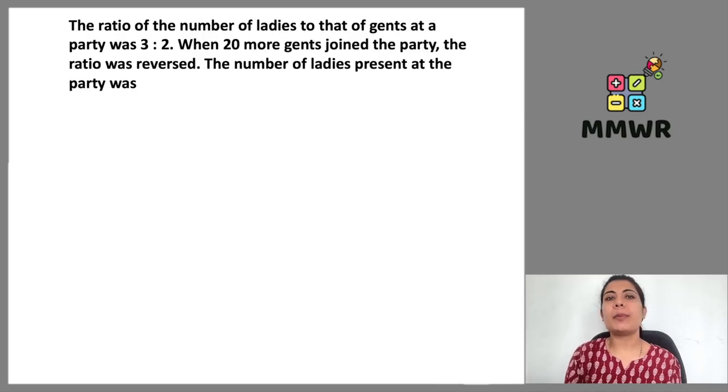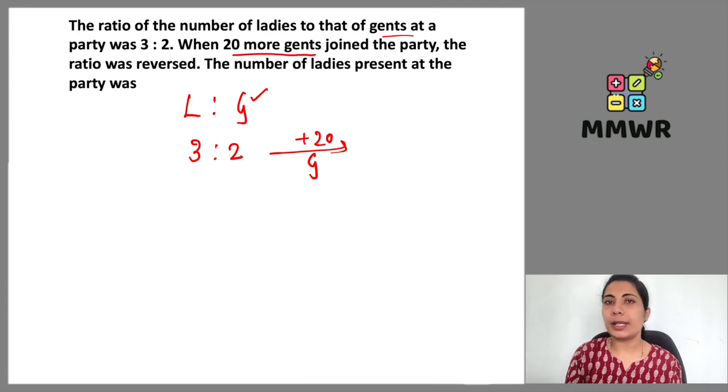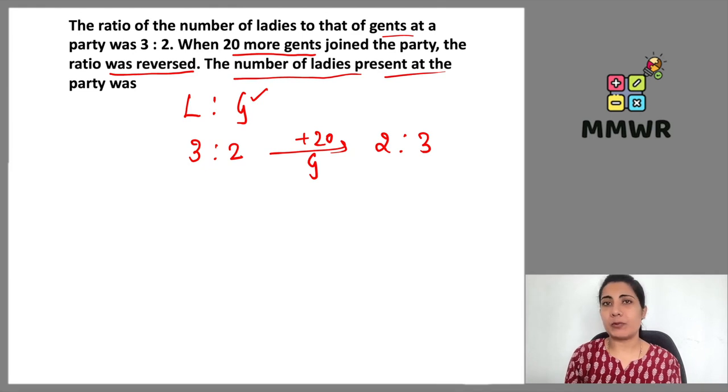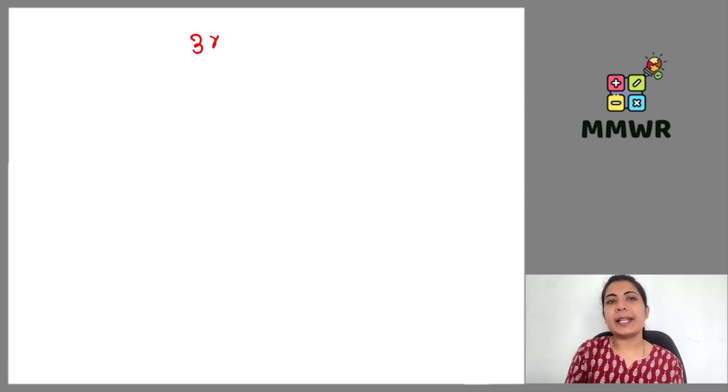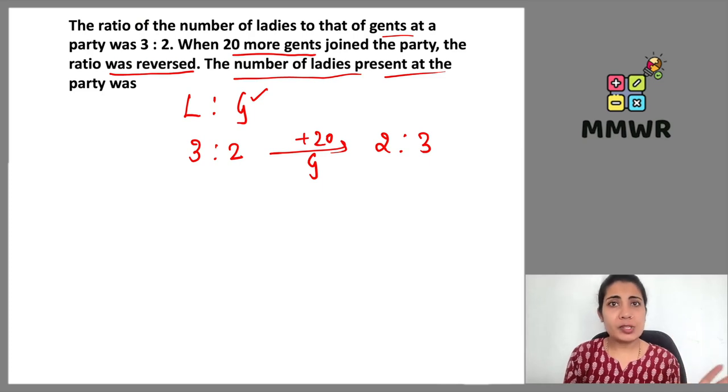The ratio of the number of ladies to that of gents at a party was 3:2. When 20 more gents joined, the ratio was reversed. Reversed means 3:2 has become 2:3. How many ladies were present at the party? If we try to simplify this question by the basic method, how will we do it? 3x ladies are there and gents are 2x.